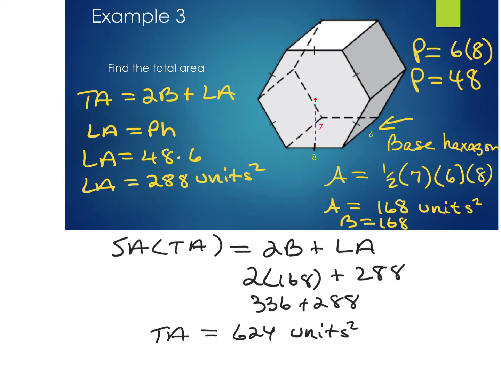Now we're going to move on to pyramids. And again, you can do the same thing. Whatever shape you have on the base, you would find that area. And then if it's a square pyramid, then you would find the area of the 4 rectangles which form the lateral area. If it were a triangular pyramid, you would find the 1 triangle base and the 3 triangle tops. So let's go ahead and take a look at the pyramid.